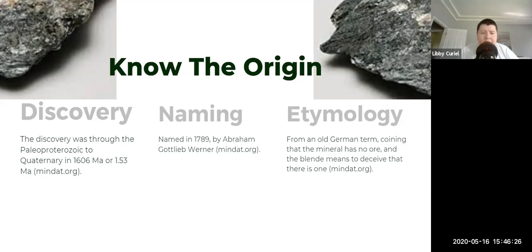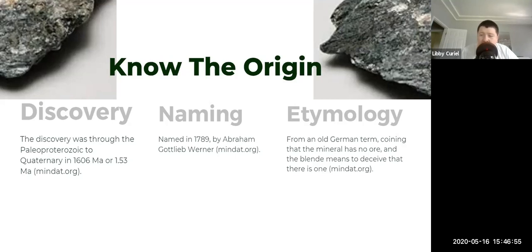Hornblende, of course, discovered through the Paleoproterozoic to Quaternary in 1606 MA for all geologists. Of course, we know what MA is, but for people who don't know, MA stands for millions of years, according to mindat.org. The naming, of course, named in 1789 by Abraham Gottlieb Werner at mindat.org.